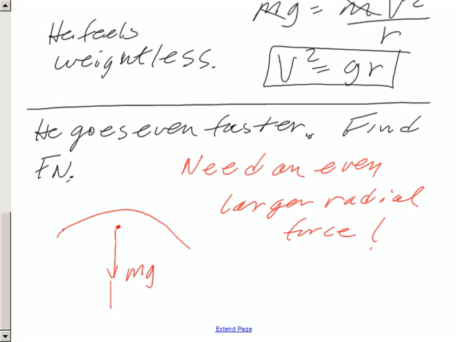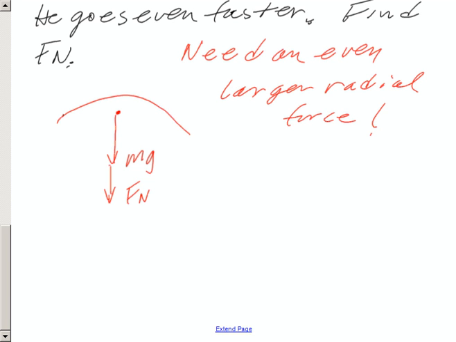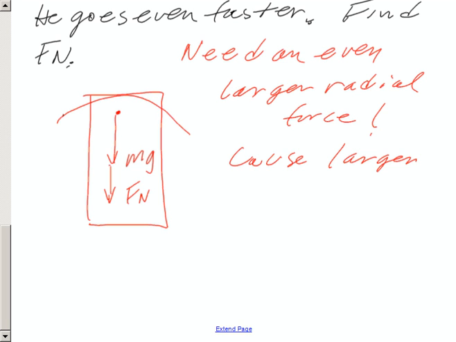Now we put the normal force on here. And why is that? Because we need a larger force, and the question then would be, what causes it? What causes that large force? You say the normal force, yeah, but what thing causes it? Normal force. Okay, that would be the seat. The seat pushes him down.